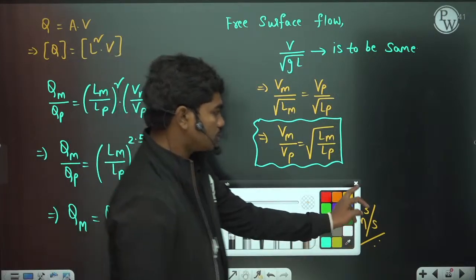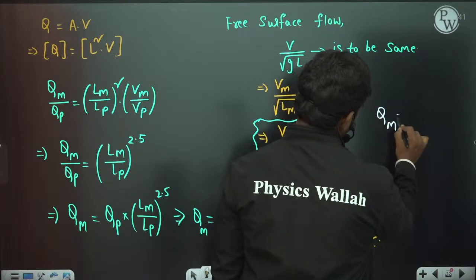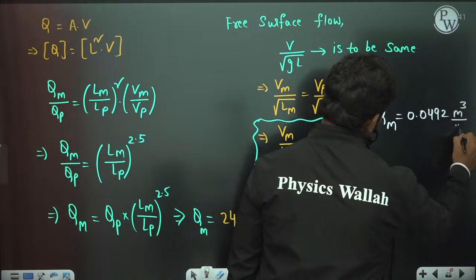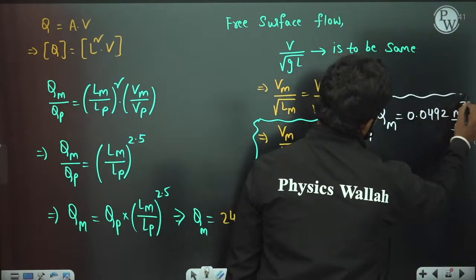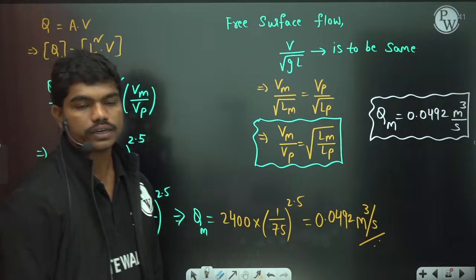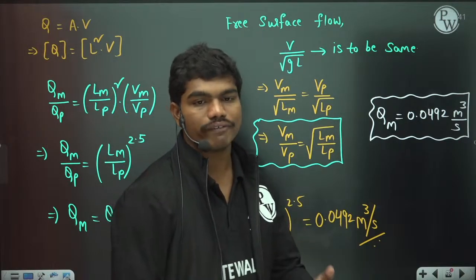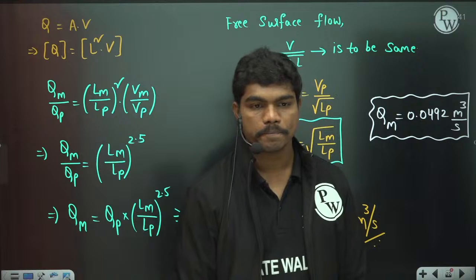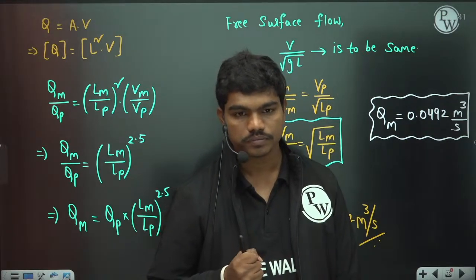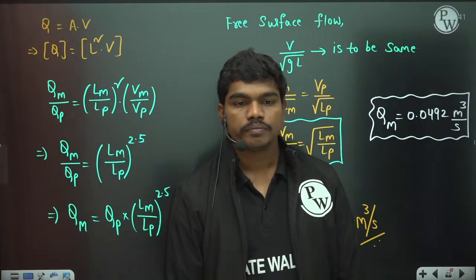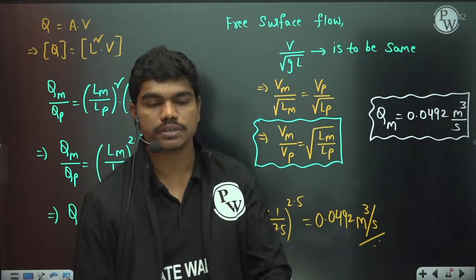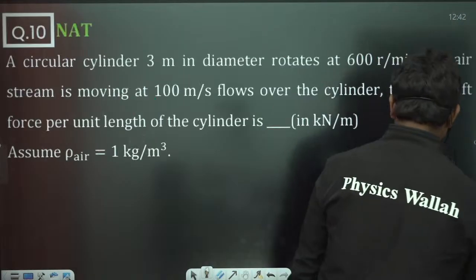So the total discharge to the model QM is basically equal to 0.0492 meter cube per second. Okay, so this is the discharge to the model that takes place. This is how we have the discharge to the model of this hydroelectric power plant. Clear? Okay, so please type in the chat box, is this clear to you? Basically it's a free surface flow, so definitely you have to go for the equality of the dimensionless number, which is Froude number. Okay, so let us see one more question.